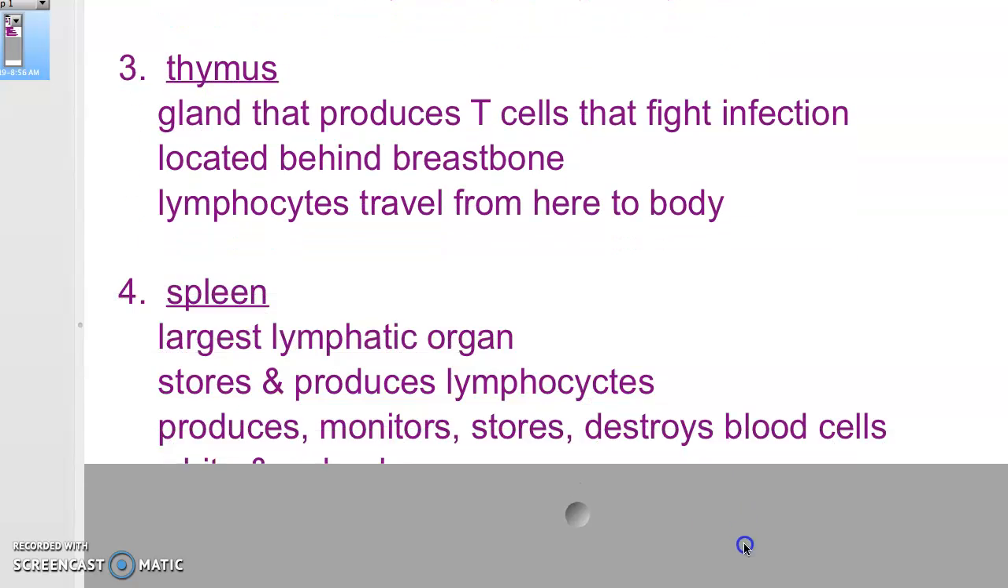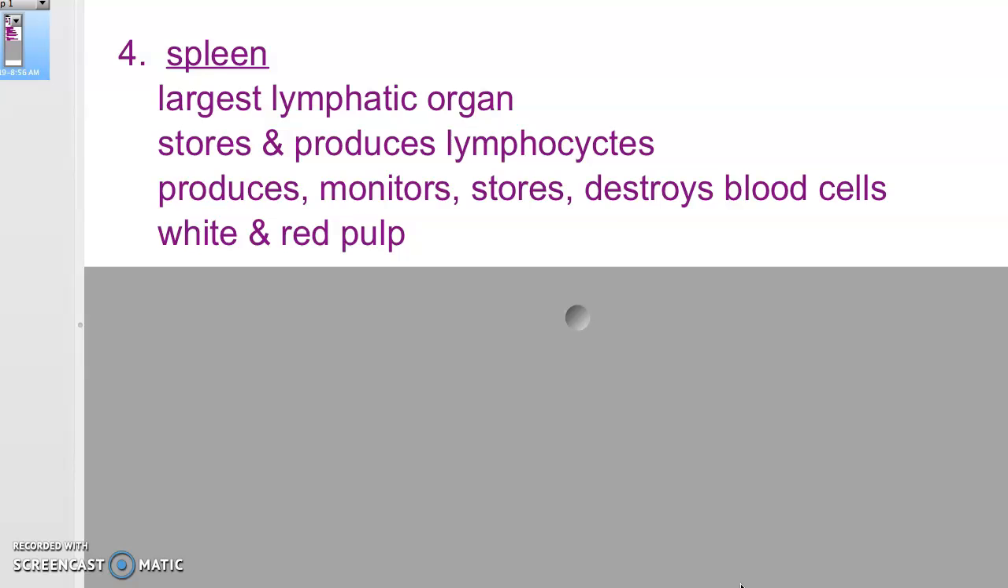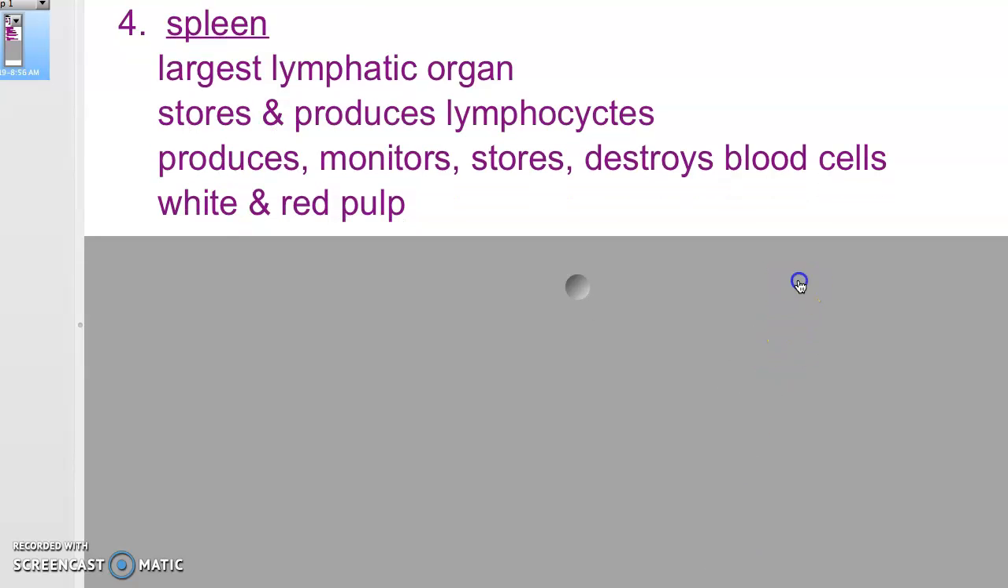Then we have the spleen. You guys may have heard of the spleen before. It's the largest lymphatic organ, even though it's not real big. It stores and produces those lymphocytes that are fighting those pathogens. And it's a really important organ that basically monitors and stores. It gets rid of the bad blood cells that aren't doing their job anymore. And it has that white and red pulp of the lymphatic system.